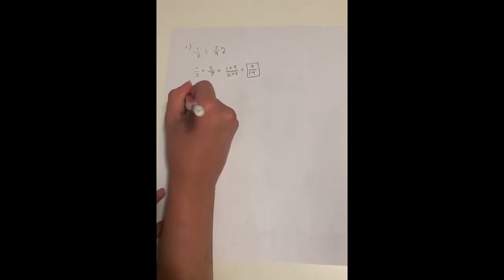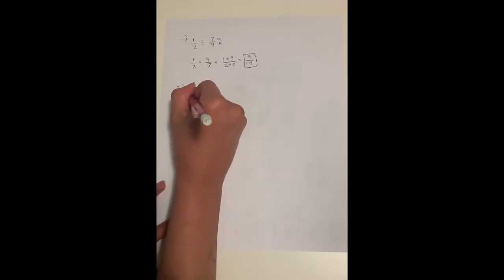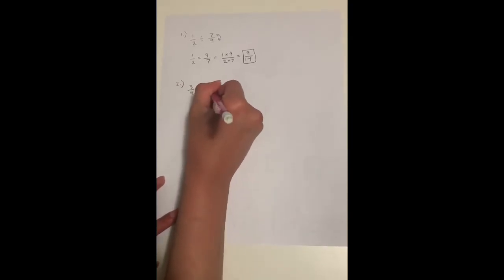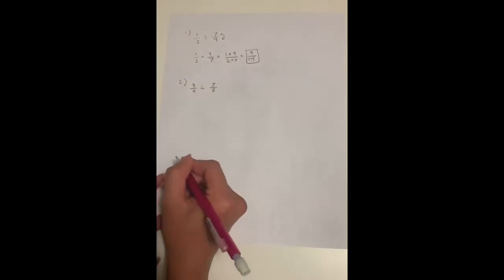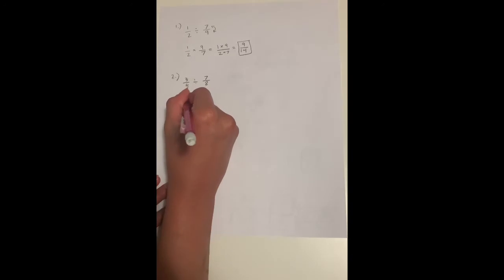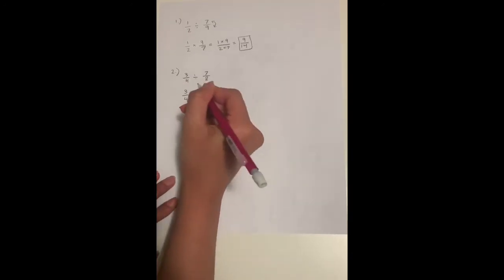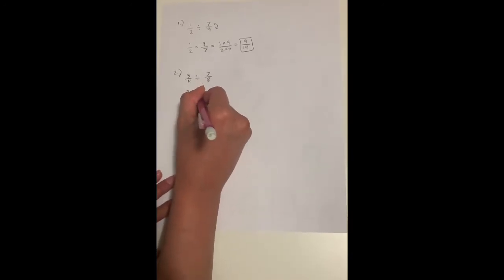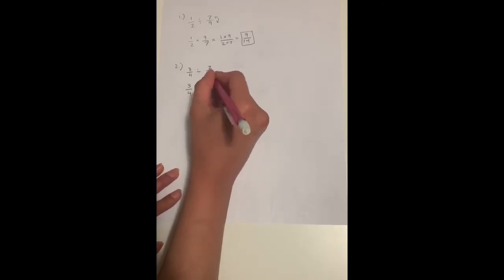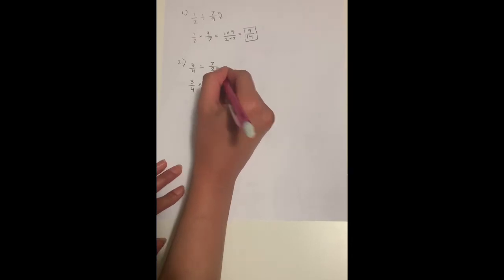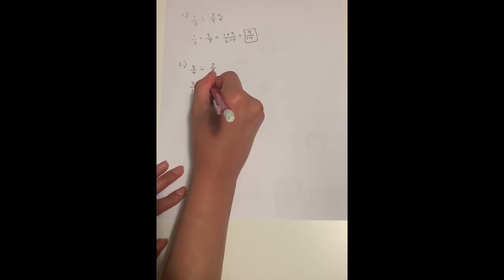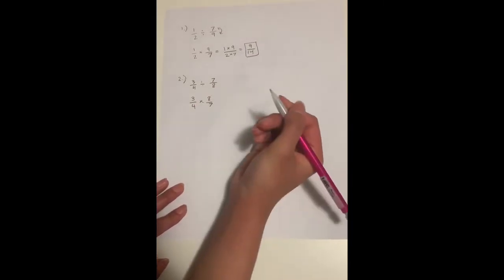The second problem is 3/4 divided by 7/8. So again, the first step is bringing down the first fraction. So you bring down 3/4. You would put a multiplication sign instead of a division sign. And then you would do the reciprocal of 7/8. So again, you would flip it to get the reciprocal, and you would get 8/7.